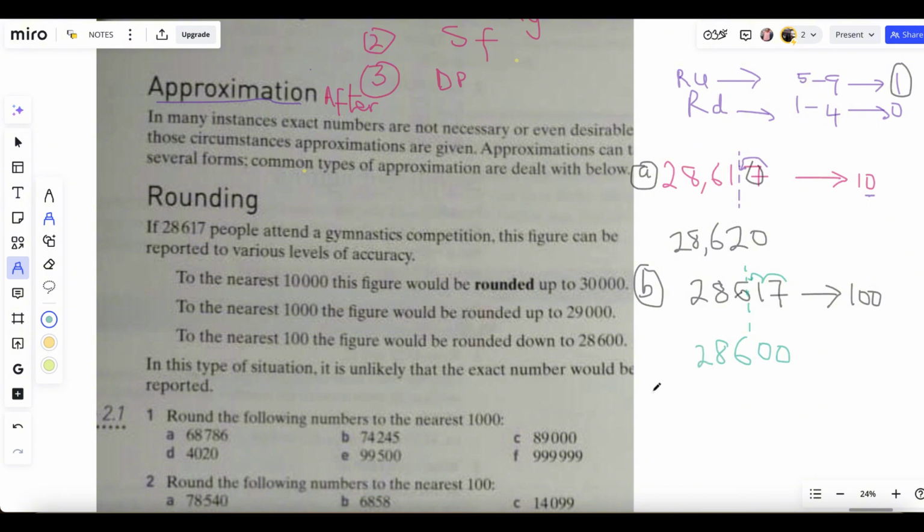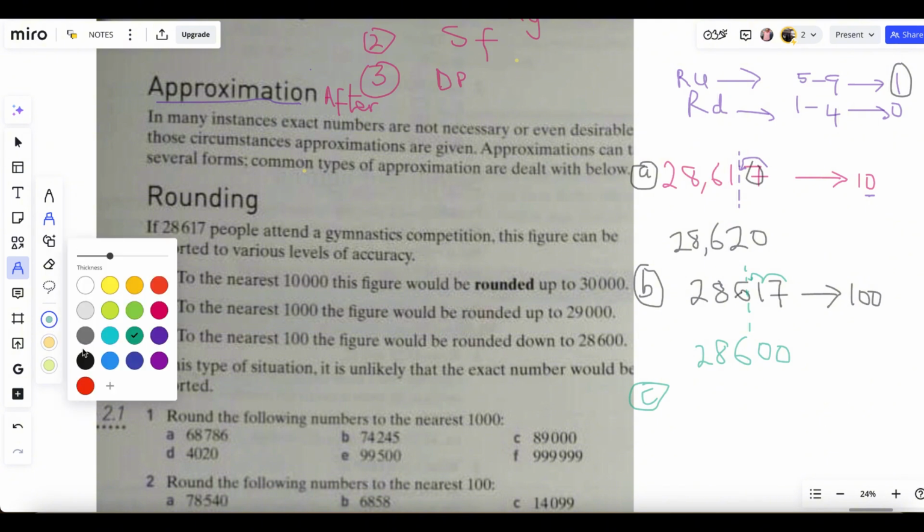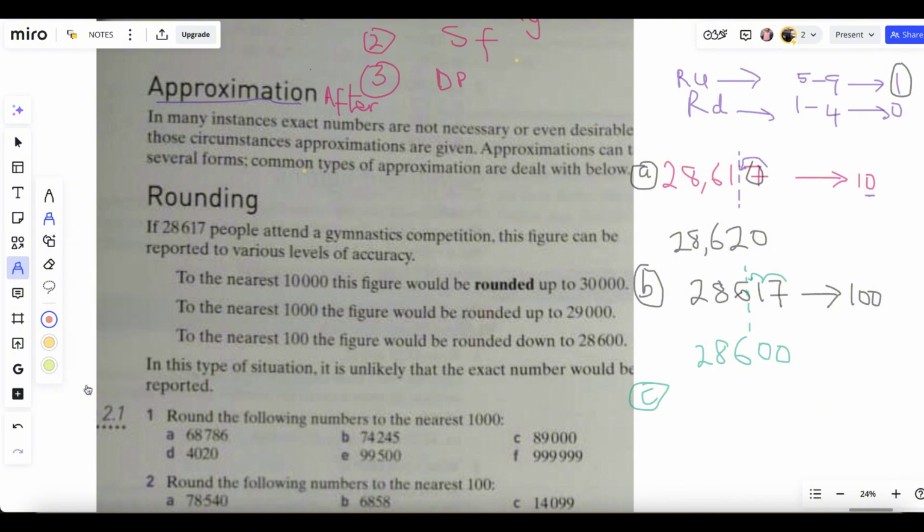Okay? Now let's do the C. Round the same number to the nearest 1,000. So we write the same number, 28,617. We go to round it to the nearest 1,000. 1,000 has how many zeros? It has 3 zeros. So since 1,000 has 3 zeros, we go to round this number.